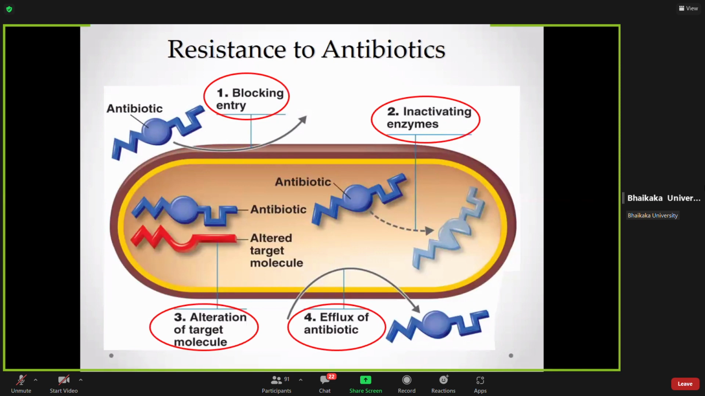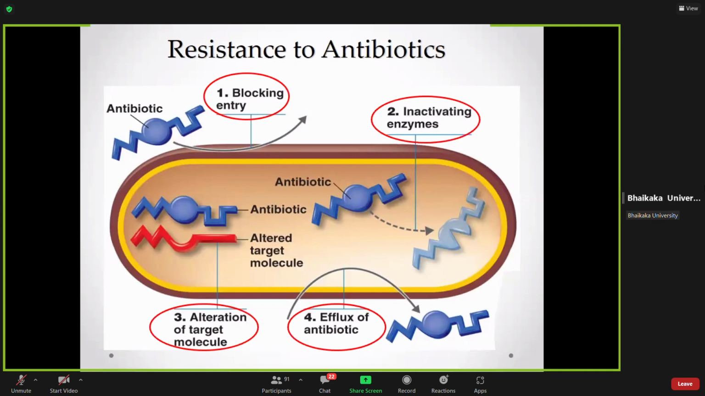And these enzymes are very well secreted outside the cell. Okay, then the third mechanism is altered target molecule or target site. Say for example, one particular antibiotic, for example tetracycline, is acting against the 30S subunit of bacteria where the protein synthesis is going on, and it has a particular target site where the tetracycline attaches and inhibits the protein synthesis of bacteria.